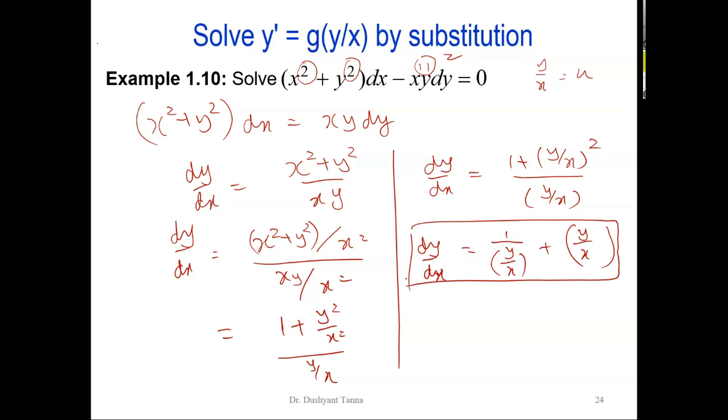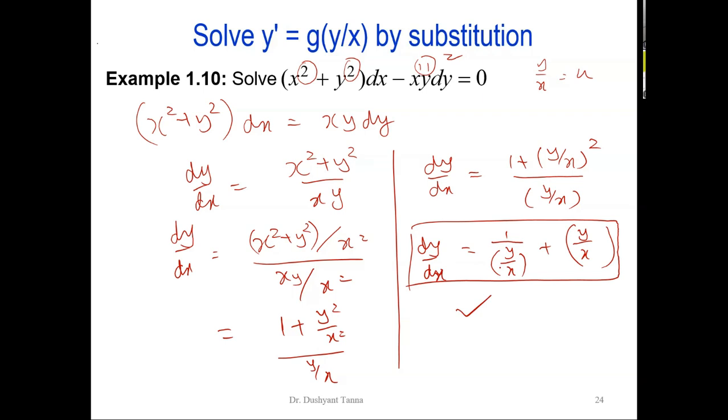Now, is this of the given method form, y on x form? The answer is yes, because everything on the right-hand side is of the form y on x. So when you assume y on x is equal to u or t, the differential equation can be converted into that form.